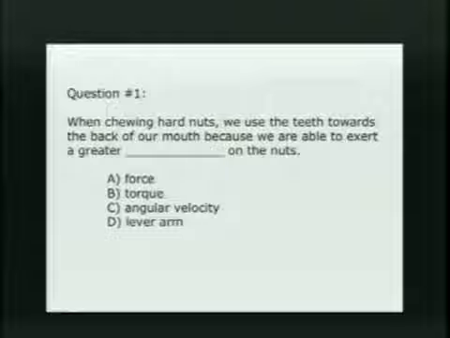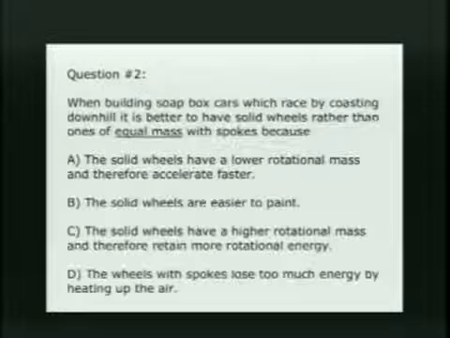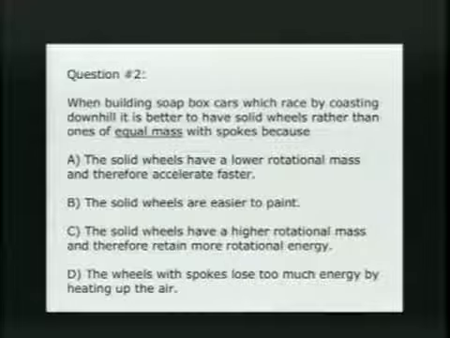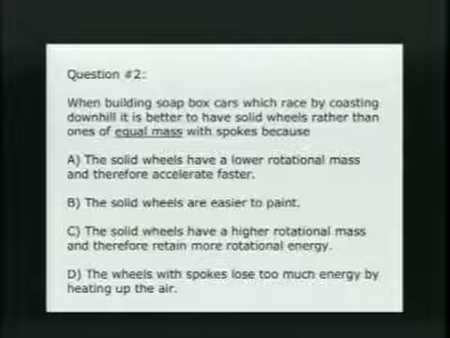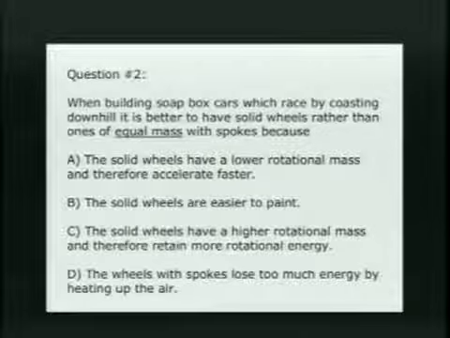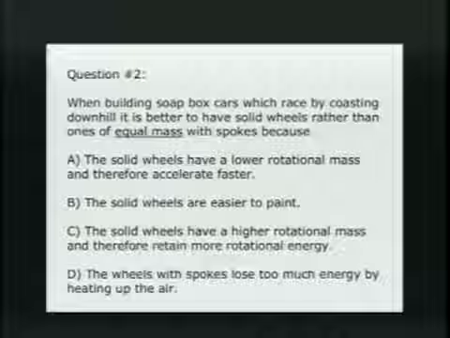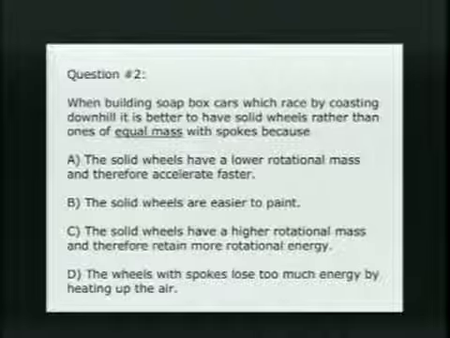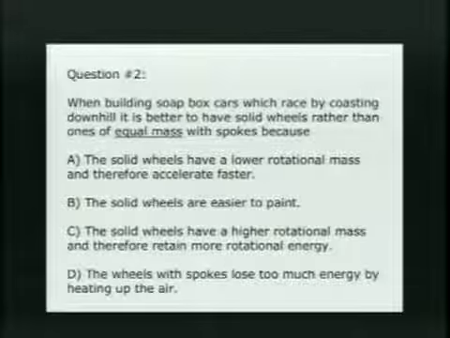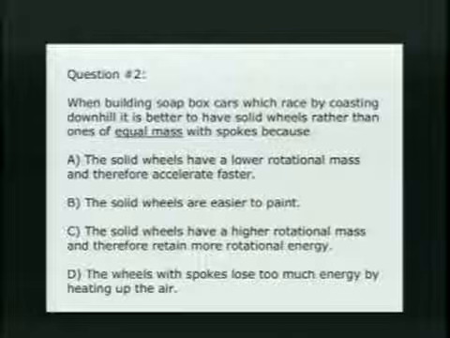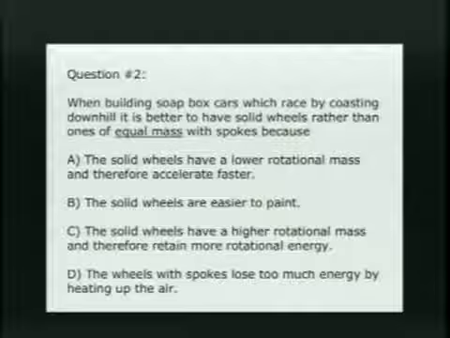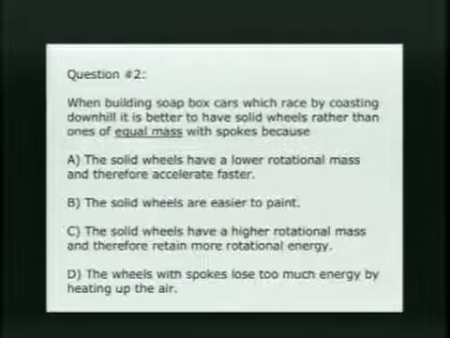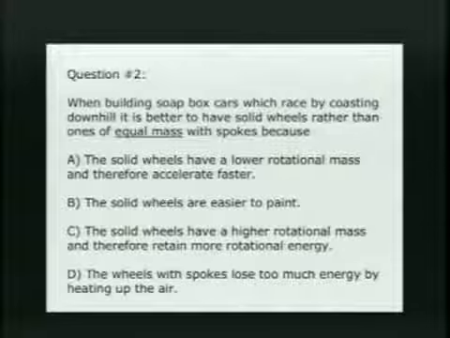Okay, question number 2. When building soapbox cars, which race by coasting downhill, it is better to have solid wheels rather than ones of equal mass with spokes. So, what type of wheel should we have on a soapbox car? If you don't know what a soapbox car is, then you're making me feel really old. It's just a box that has wheels attached to it. It's like a wagon, so it just rolls down the hill with kids who can ride in it. The question is, what type of wheels should it have?